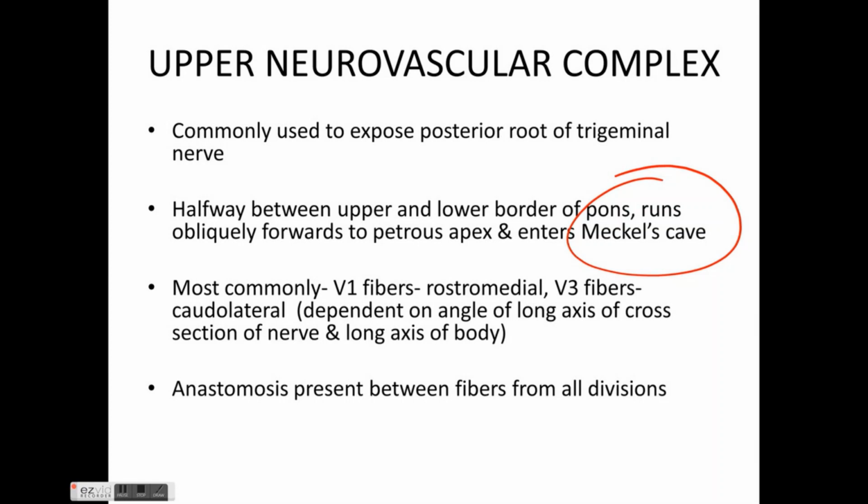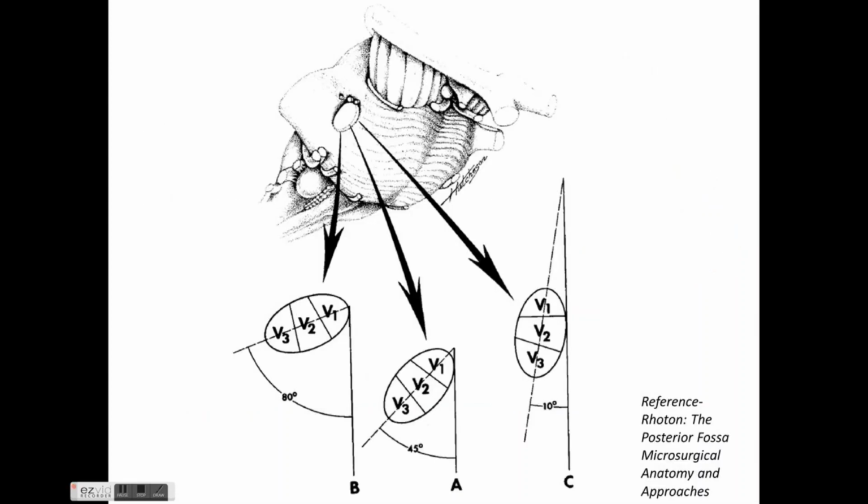There are multiple anastomoses present between fibers from all the divisions, and that can be one of the reasons for the failure of operation for trigeminal neuralgia. Coming to the various orientations I talked about, this is the type in which V1, V2, V3 are located like this, and they can also be located at a 45-degree angle and a 10-degree angle.